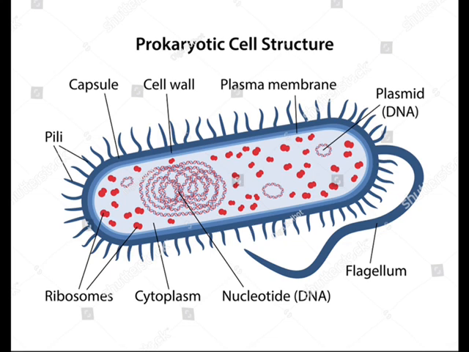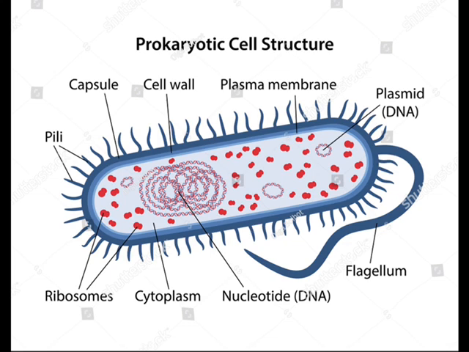Now, the plasmid. Plasmids are a special type of DNA. They are said to be extrachromosomal DNA. They are circular in nature, and they are found in some cells. Also, they are found in eukaryotic cells as well.